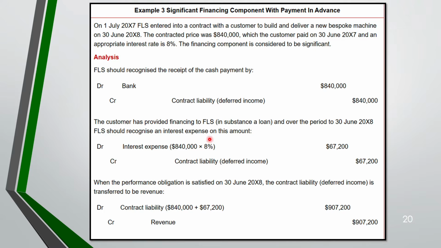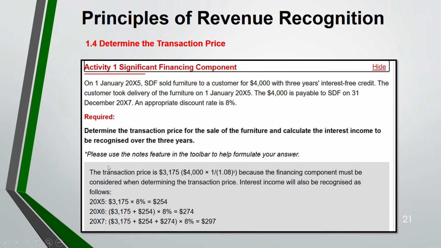Okay, so this is about payment in advance. What if you are paying late? We will see this in activity 1. Just reverse it. Here, on 1st June 2005, SDF is selling furniture to a customer for 4,000 with 3 years interest-free credit. Customer took the delivery of the furniture and the 4,000 is payable on 31st December 2007. Now they are paying late.